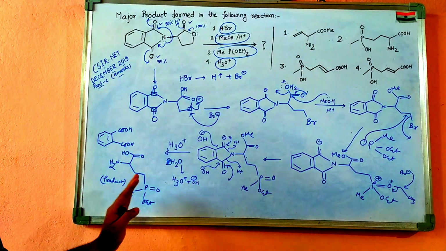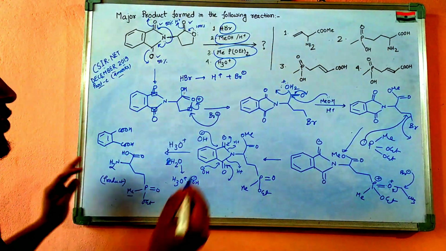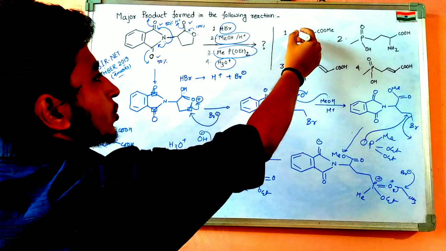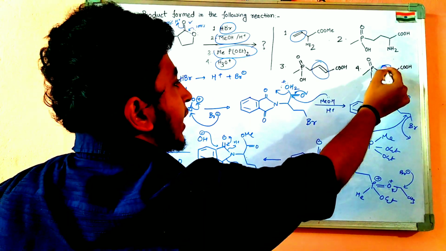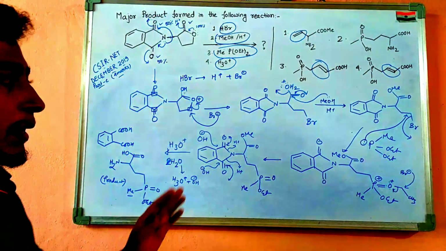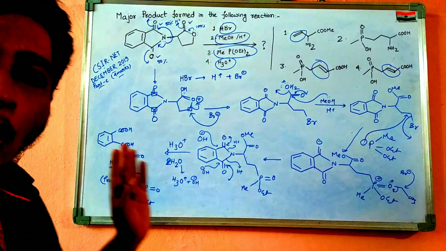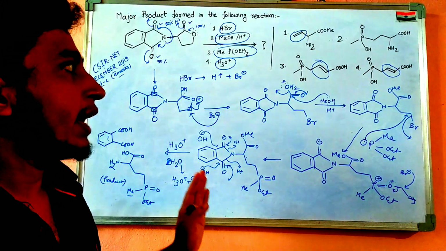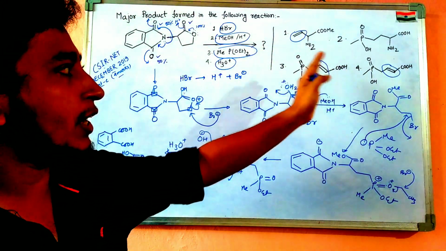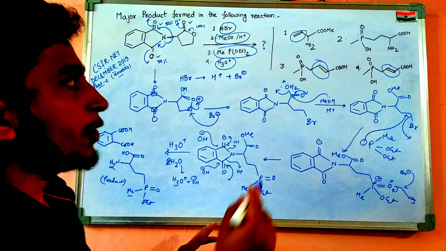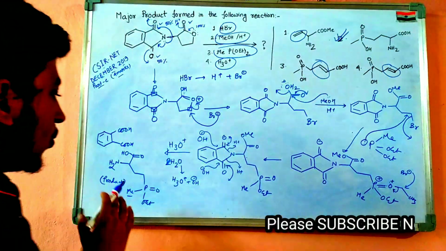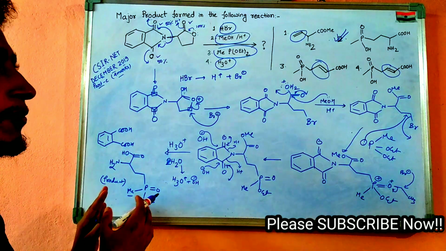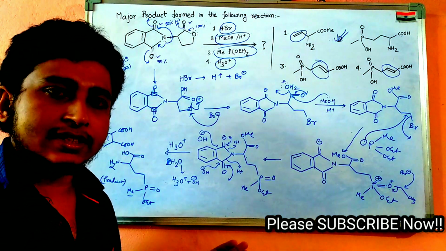So guys, you can see now in the options, if you see option number 1, 3 and 4, here also olefin formation will take place, here also olefin formation will take place, here also olefin formation will take place. But in this reaction mechanism, no olefin formation will happen. And therefore, options number 1, 3 and 4 are the wrong answers. If you see option number 2, it is exactly showing the structure that is produced here. So therefore, option number 2 is the correct answer.